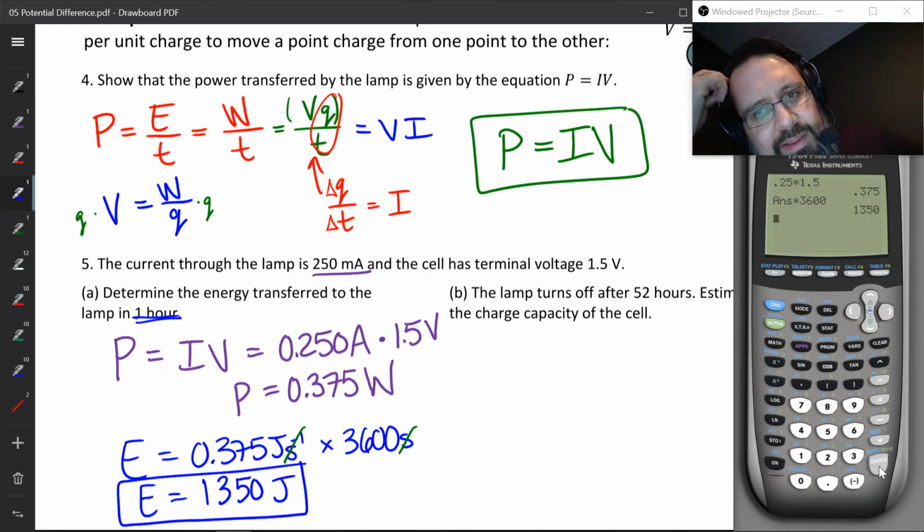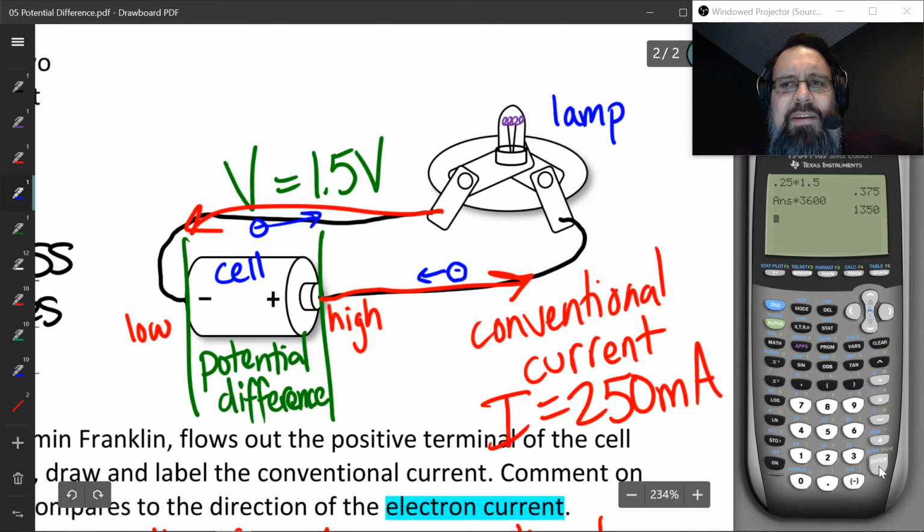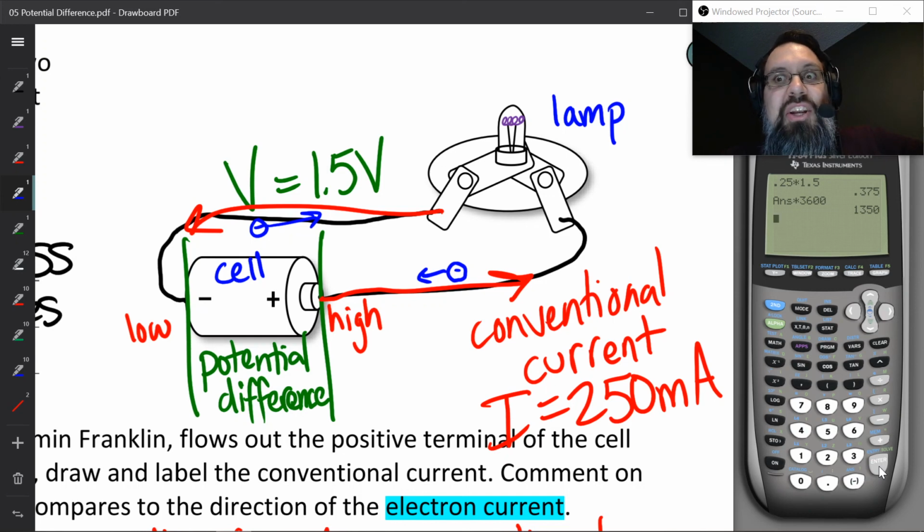Next question. The lamp turns off after 52 hours. Why would it turn off? It's plugged in. What's preventing this thing from just running forever? Why does it shut off after 52 hours? The filament. Nope, that's not the filament. That's a good guess though, like the filament got too hot and burned out. But filaments usually last for years, not hours.